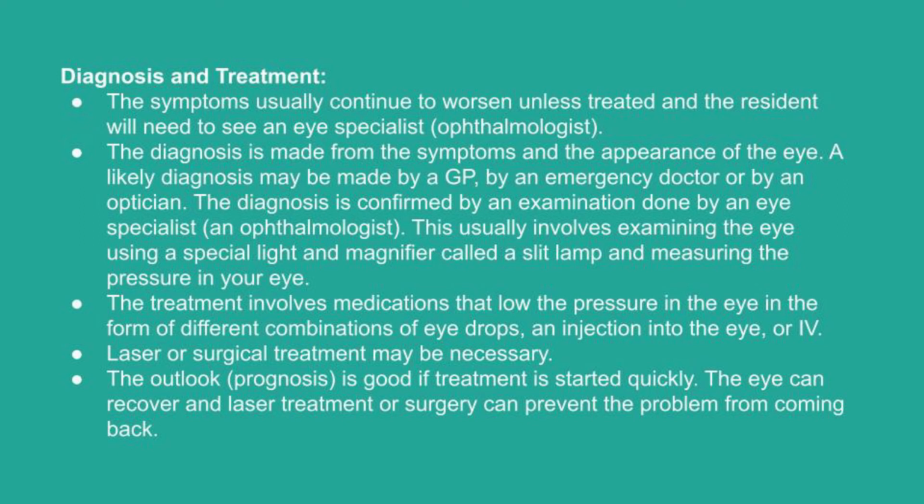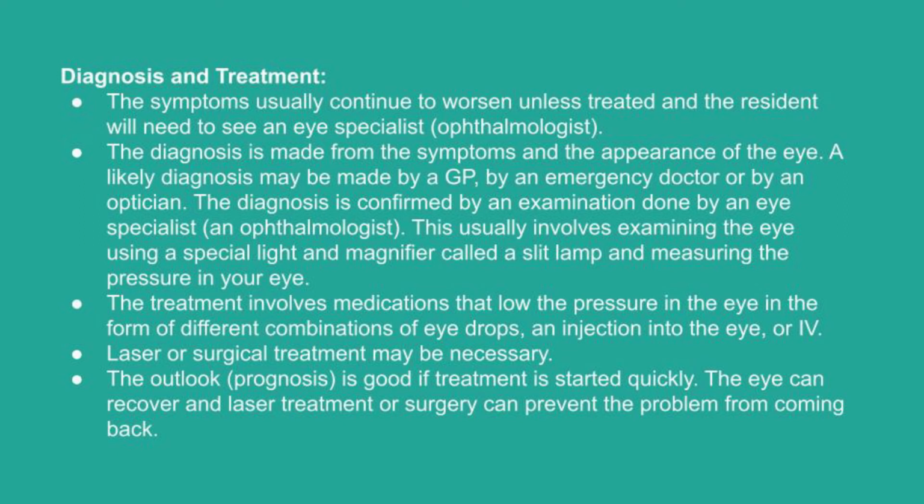Now, the diagnosis can usually be made from the symptoms and the appearance of the eye. And a primary care physician can usually make that diagnosis, or an eye doctor or an emergency room doctor. The diagnosis would be confirmed by an ophthalmologist or an eye specialist. And this usually involves examining the eye through a special light and a magnifier called a slit lamp and measuring the pressure in the eye.